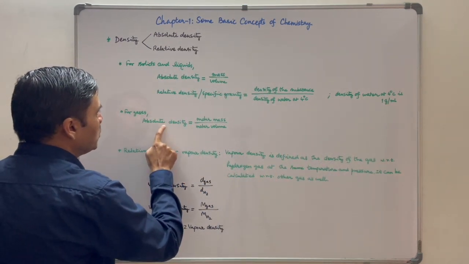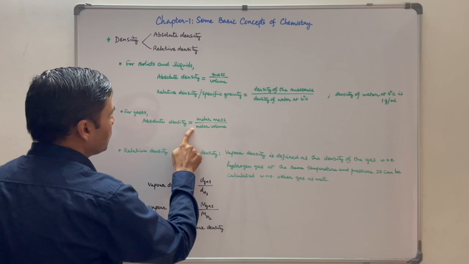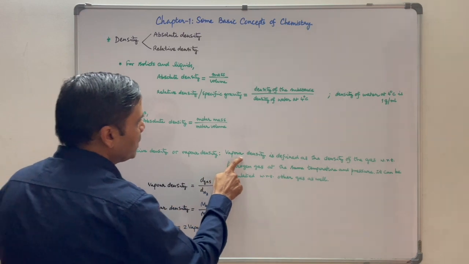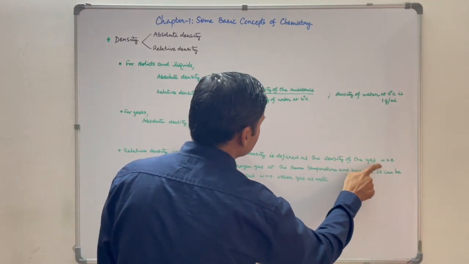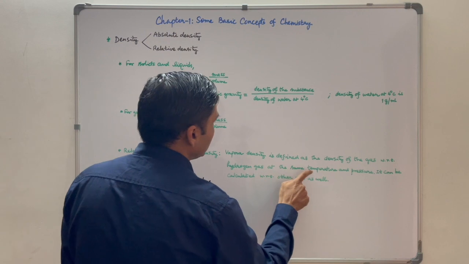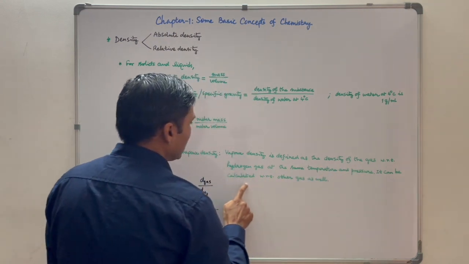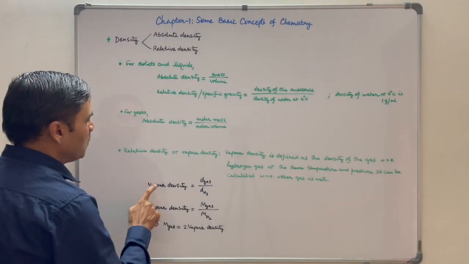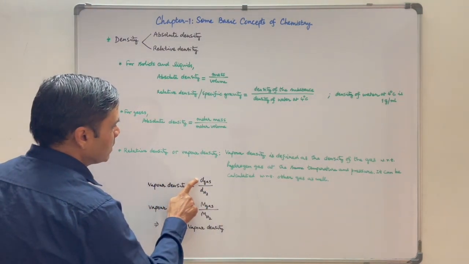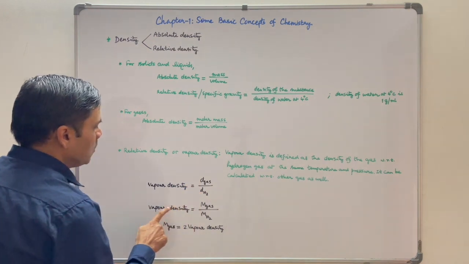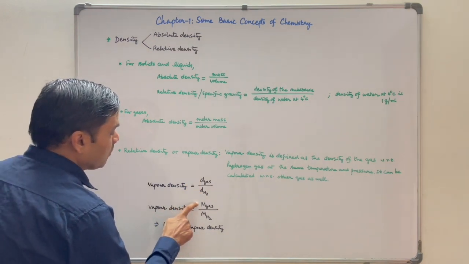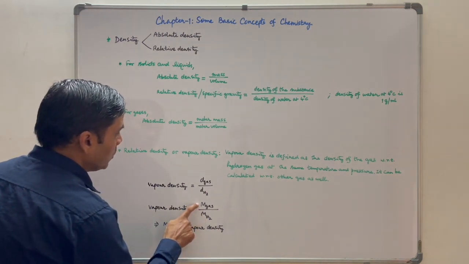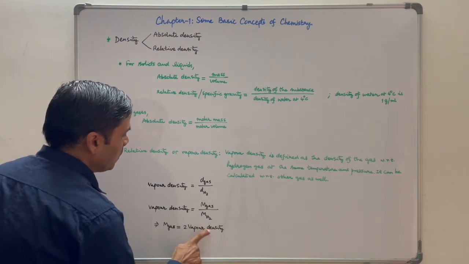For gases, absolute density is equal to molar mass upon molar volume. Relative density is also known as vapor density. Vapor density is defined as the density of the gas with respect to hydrogen gas at the same temperature and pressure. It can be calculated with respect to other gas as well. Formula for vapor density is equal to density of gas upon density of hydrogen gas. Vapor density is equal to molecular weight of gas upon molecular weight of hydrogen gas, and this is 2. So molecular weight of gas is equal to 2 times vapor density.